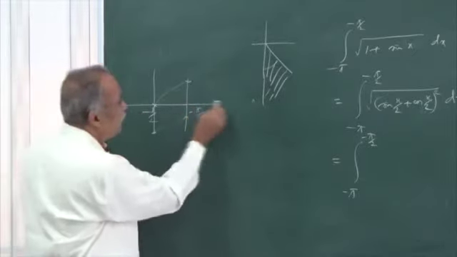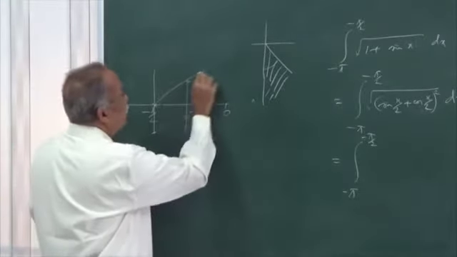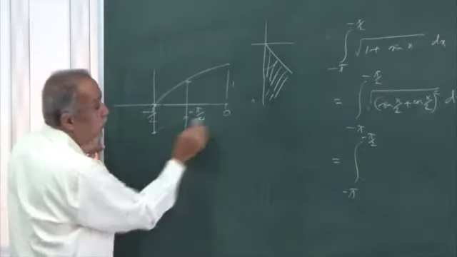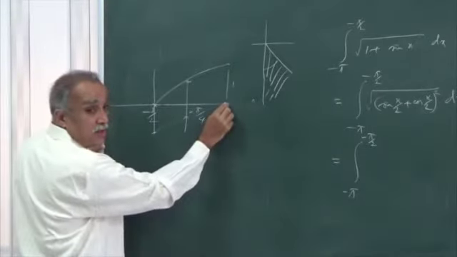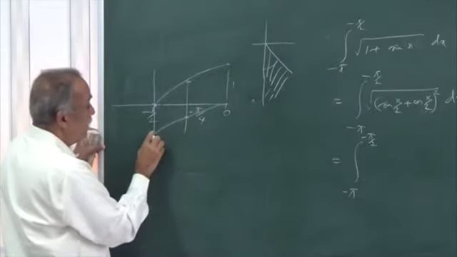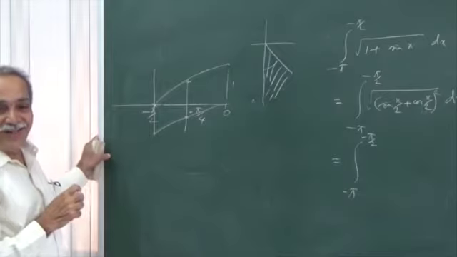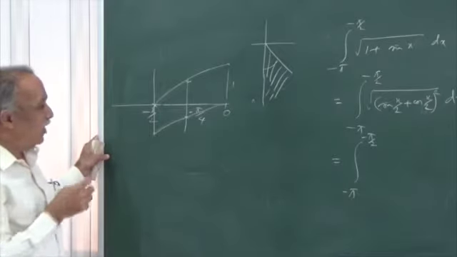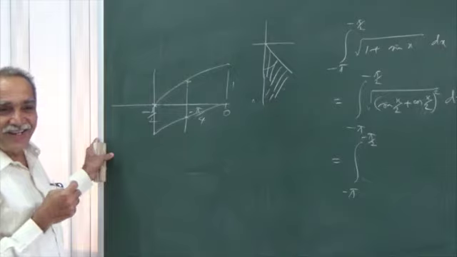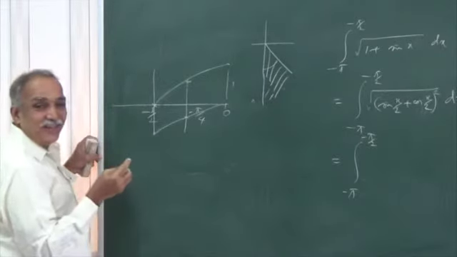Let me complete the graph. Let me extend the graph up to 0. This will go up to 1 and this will go up to 0. Will the two be sort of parallel to each other? No. Actually, I have wrongly drawn the graph, I think.